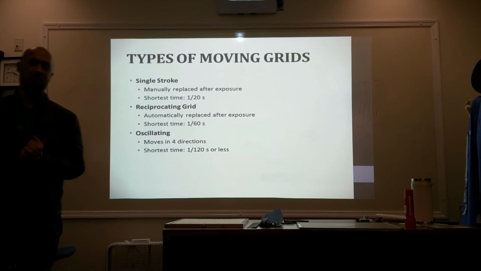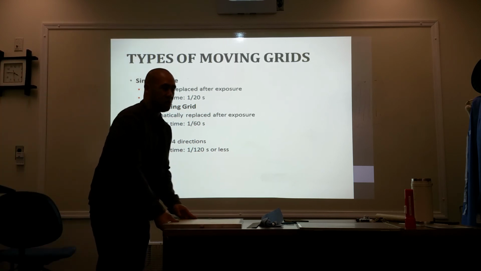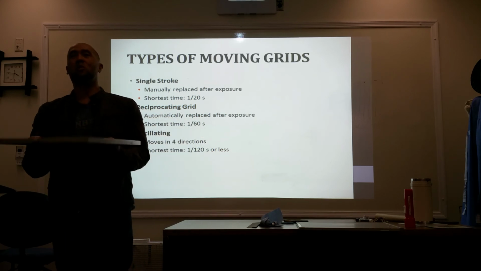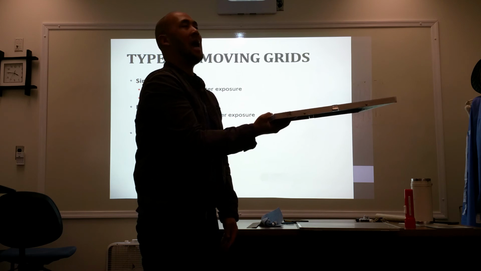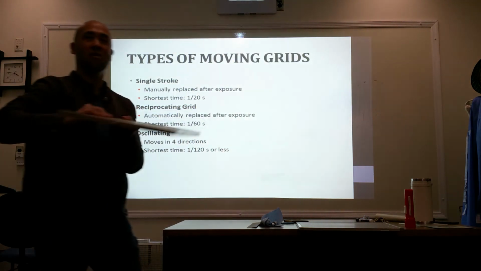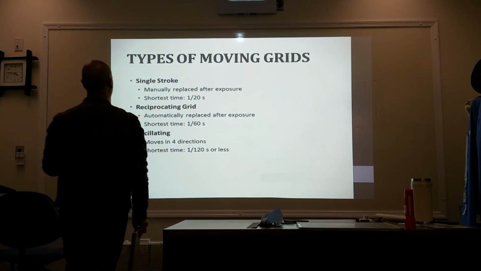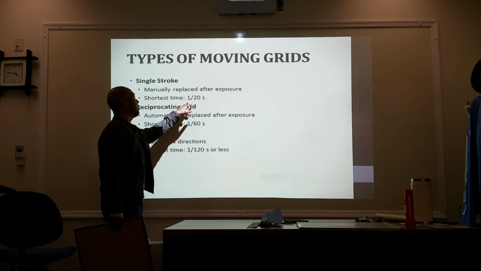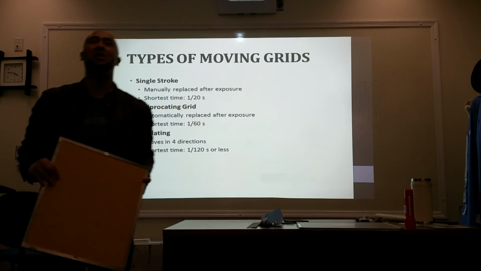There are 3 different types. You have the single stroke, which means that during exposure, it's going to sweep across the table during the exposure. Okay? However, before I can make a next exposure, I've got to put it back into start position. Okay? That's your single stroke. Shortest time available is 1/20th of a second. Anything faster than that, it's going to be inefficient. It's not going to work properly.